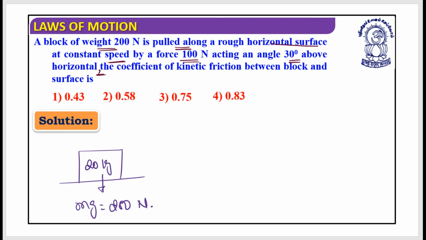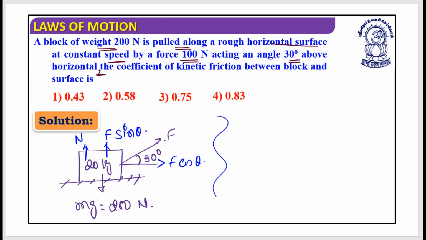A block of weight 200 Newton is pulled along a rough horizontal surface, at constant speed by a force of 100 Newton at an angle of 30 degrees above horizontal. Yes, this is the F, and this is the 30 degrees above horizontal. The coefficient of kinetic friction between the block and the surface is required. So let's have a diagram of this. It's F cos theta here, normal here, and F sin theta.